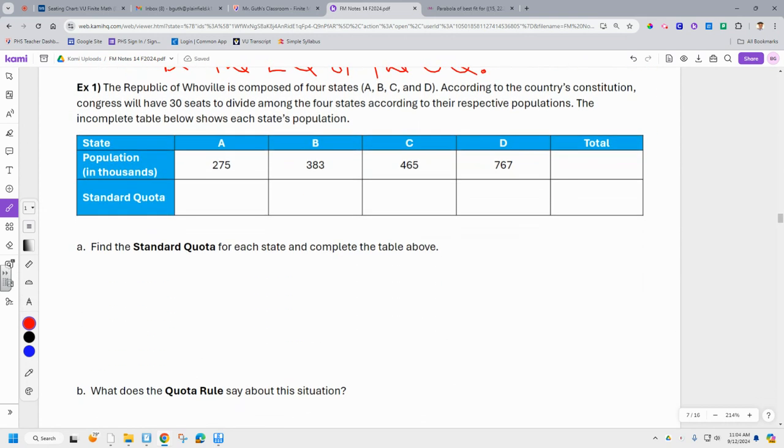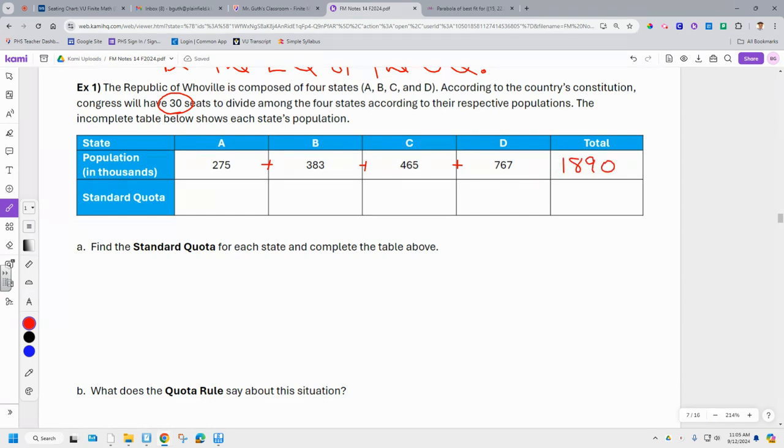Number 1, the Republic of Whoville is composed of 4 states. According to the country's constitution, Congress will have 30 seats to divide among the 4 states according to their respective populations. The incomplete table below shows each state's population. So this is a more complicated version of the cats example. I'm talking about population in thousands, and we're going to divide 30 seats instead of 5 cats fairly among those 4 states.